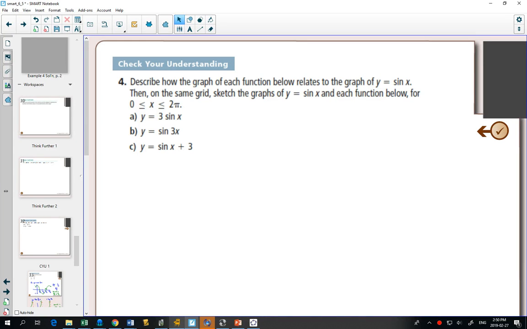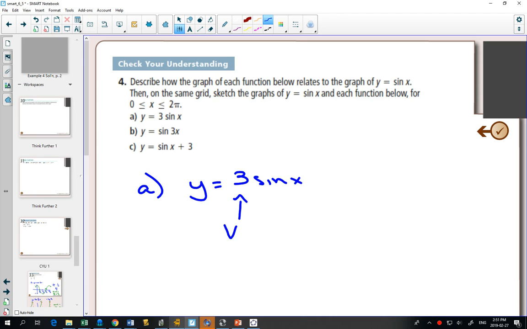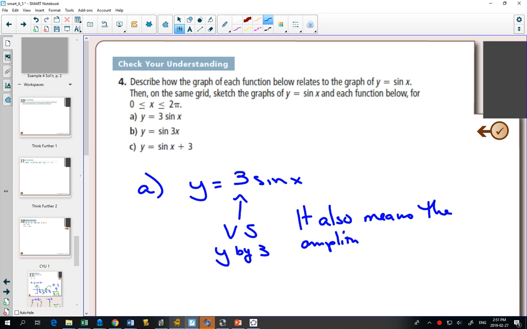A and B are review of things we've already done, and C is something new. So in A, that 3 outside, well, that will be a vertical stretch. You're going to multiply your y values by 3. It also means that the amplitude is going to be 3.